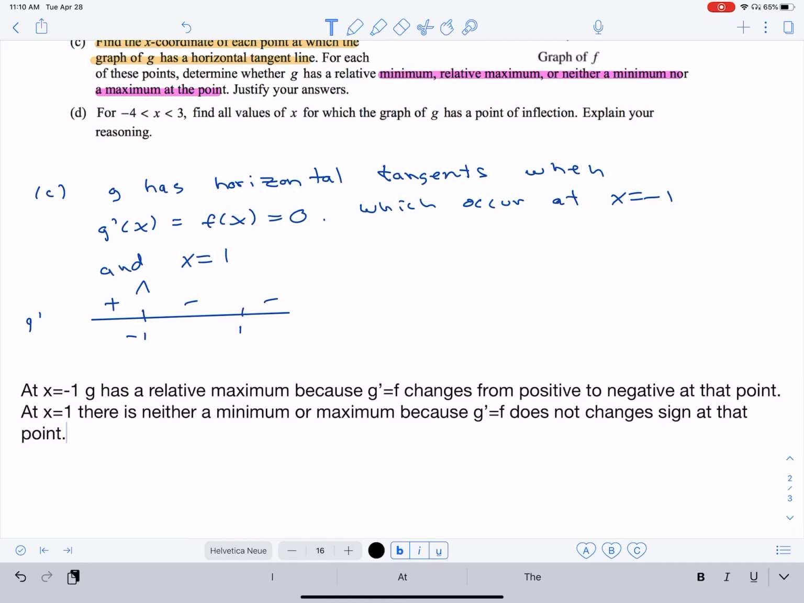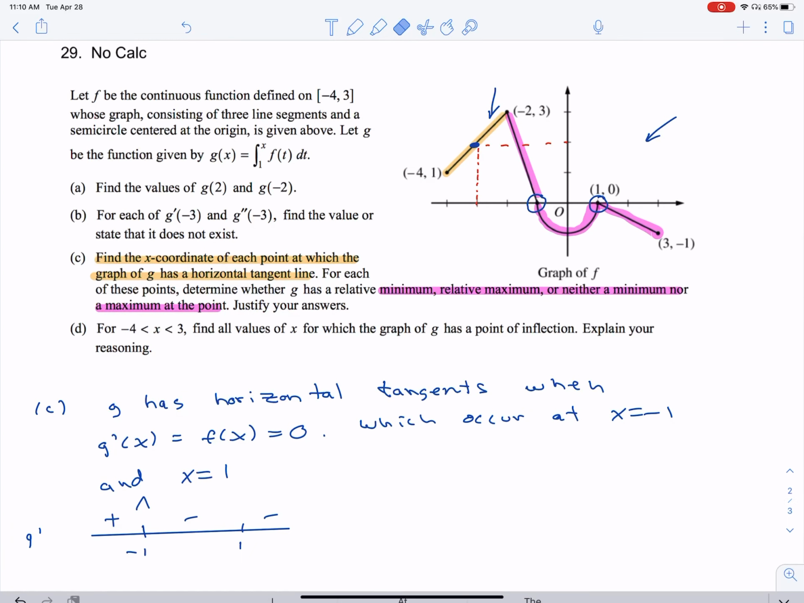From -4 to 3, find all the x values for which the graph has an inflection point and then justify. Okay, so basically this whole graph goes from -4 to 3, so we just want to find all inflection points for G. So in other words, I'm trying to determine where F changes from increasing to decreasing or decreasing to increasing. So I think you'd agree the graph of F is increasing here, but now it's decreasing. So we have an inflection point here at x equals -2.